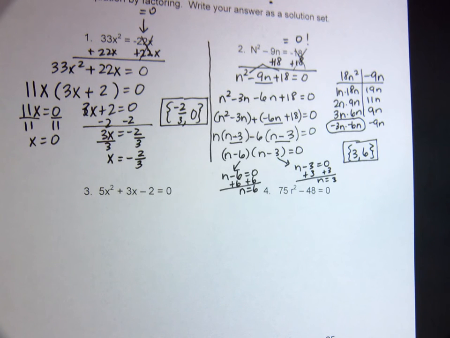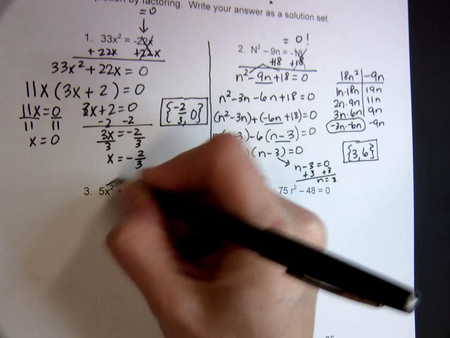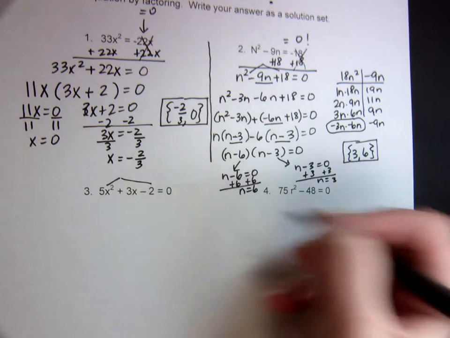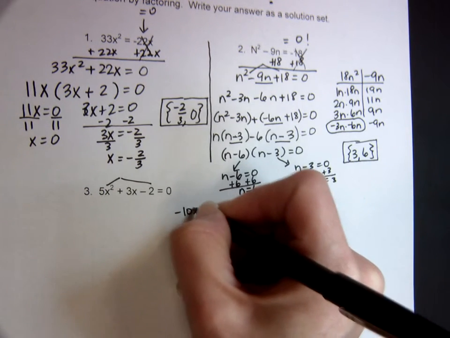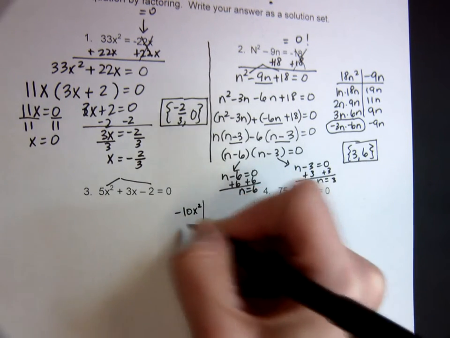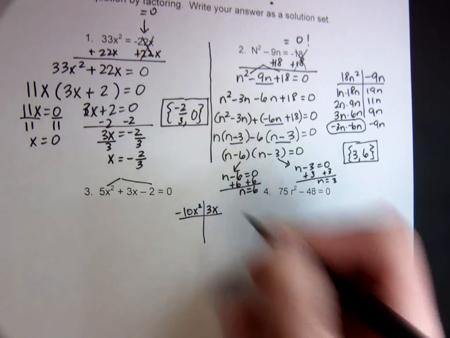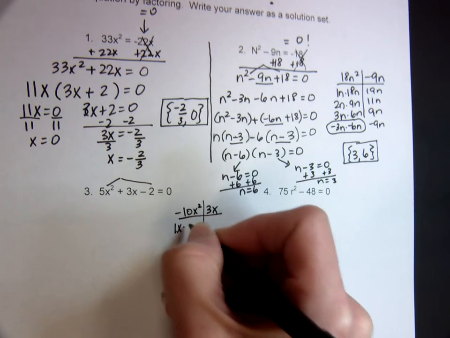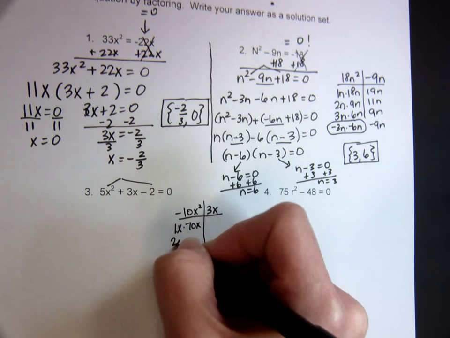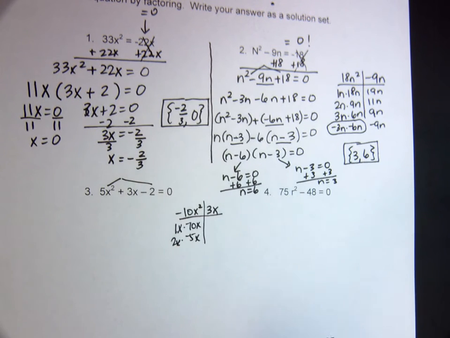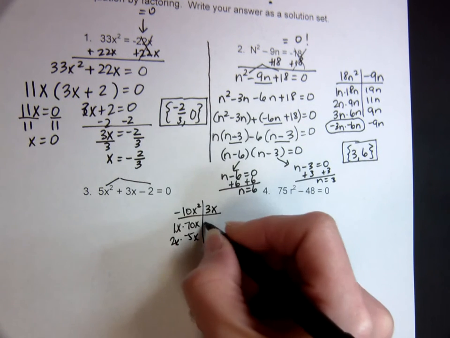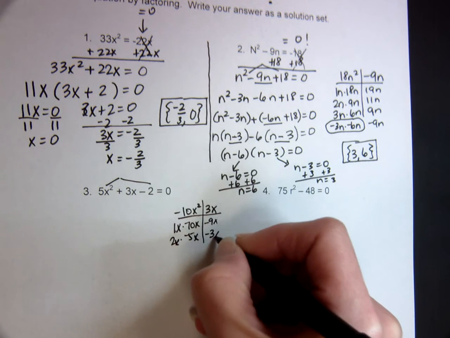So I hear rooftop. Was there a greatest common factor on this one? No, that's why we're able to go ahead and rooftop, because there are 3 terms. So this would be negative 10x squared that we're multiplying to, and a positive 3x. Okay, so these are the numbers that I've come up with. I haven't found one yet.